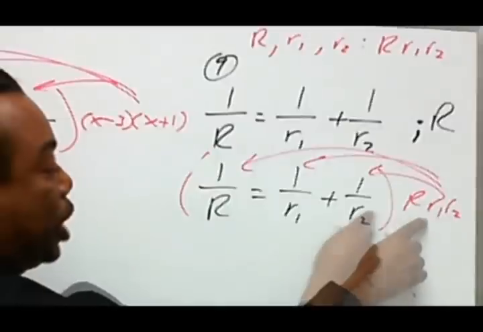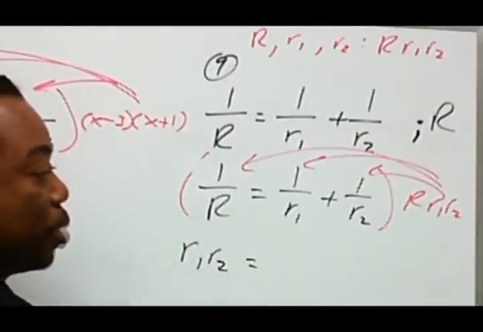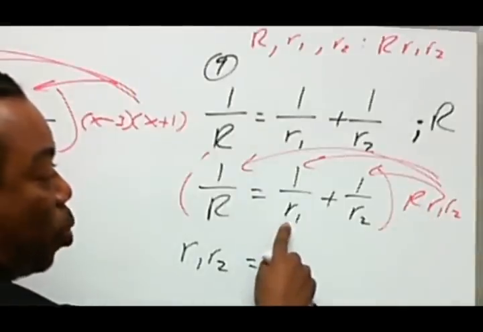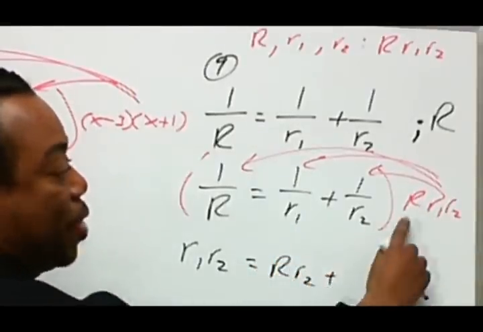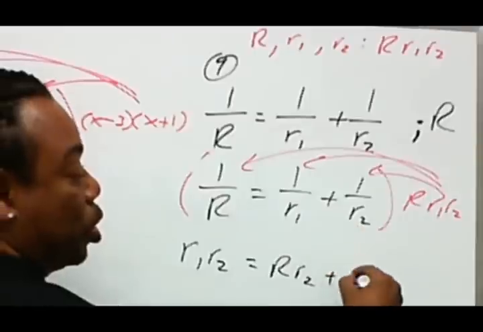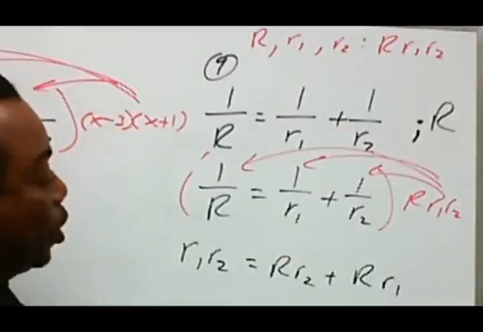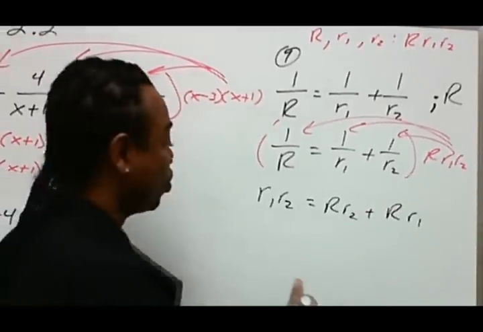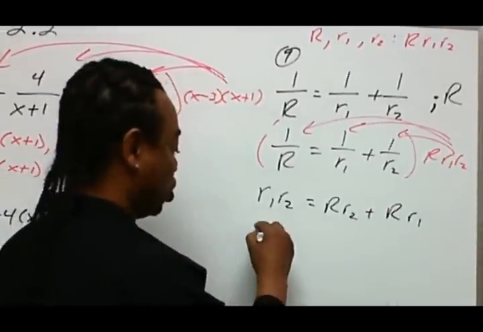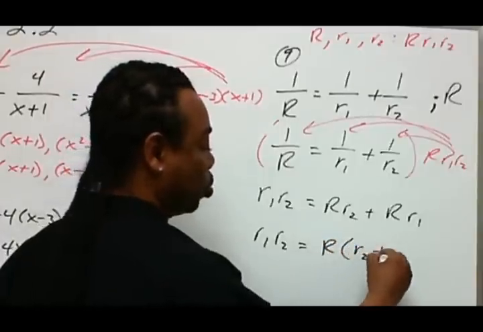So the LCD divided by r will be r1, r2. The LCD divided by r1 leaves r, r2. And the LCD divided by r2 leaves r, r1. Now, since we're solving for r and all the r's are on the same side, we can factor that out as r times r2 plus r1.